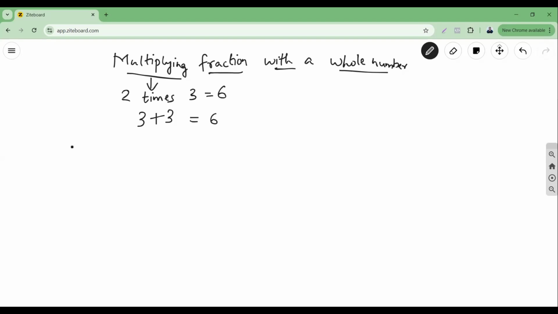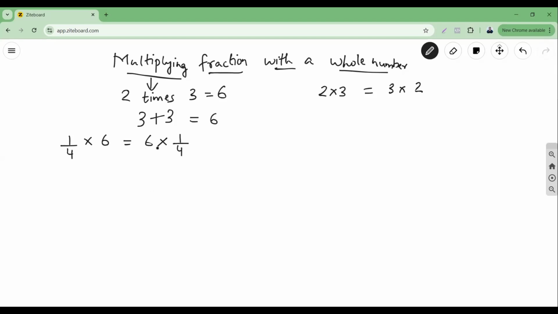We also know that 2 times 3 is the same as 3 times 2. So let's take 1/4 multiplied by 6. We know that it is 1/4 times 6. It can also be 6 times 1/4. Any way I can take it, correct?